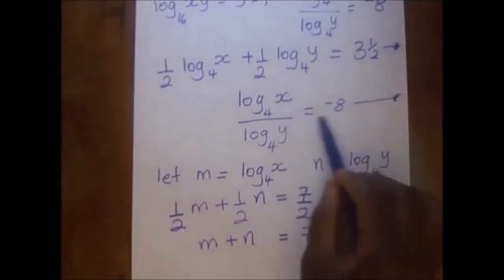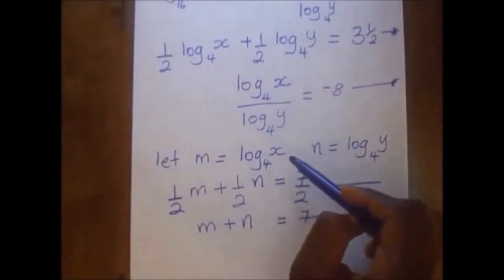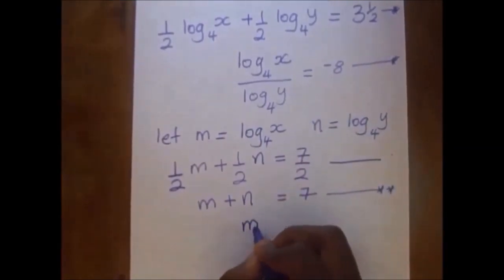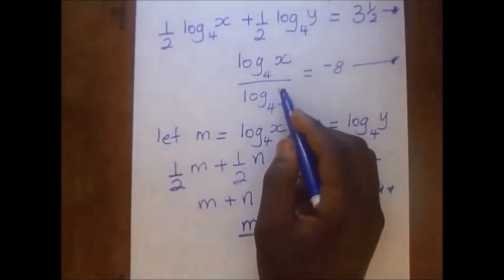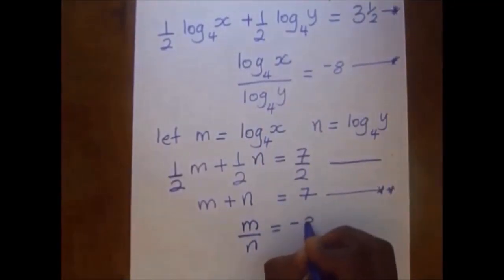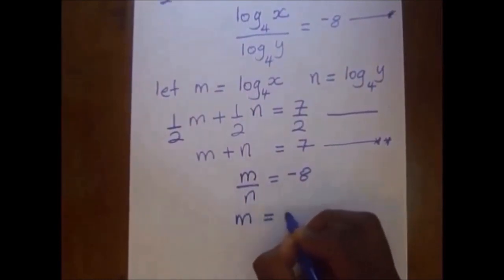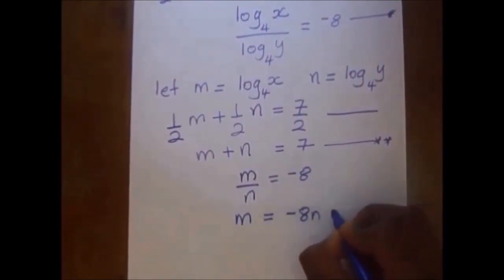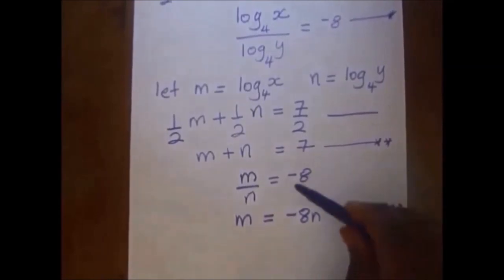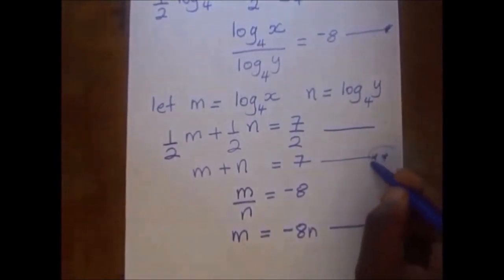Then we get to this other expression. This is going to give us log of x base 4 is m, so it's going to be m over log of y base 4 is n, so m over n is going to give us -8. So we shall end up with m giving us -8n. That is our new second expression. From this we've come up with that. So now we deal with this and that.